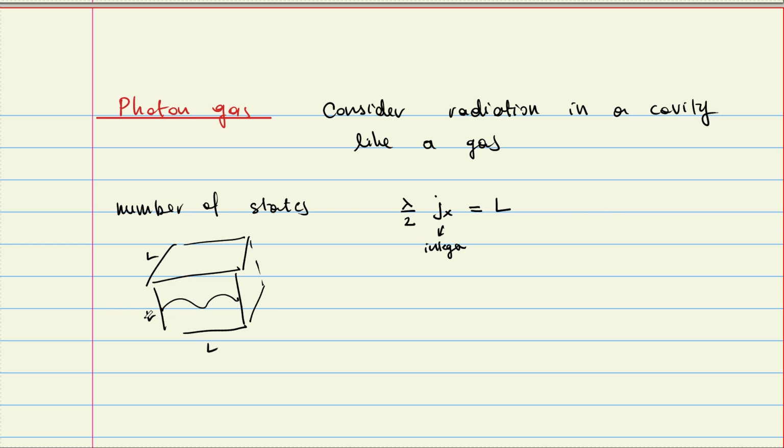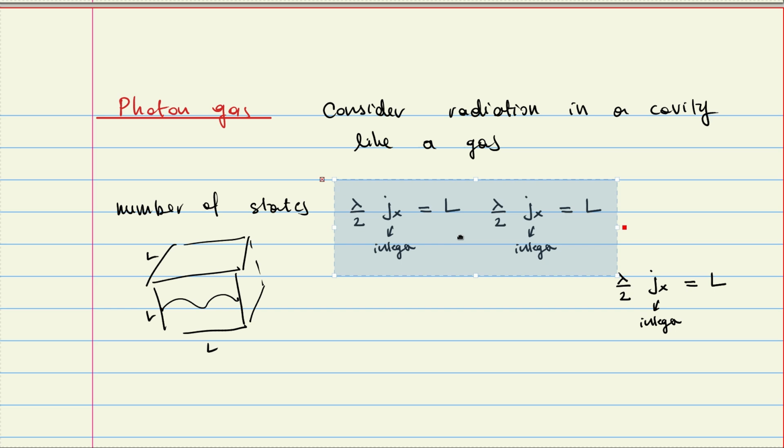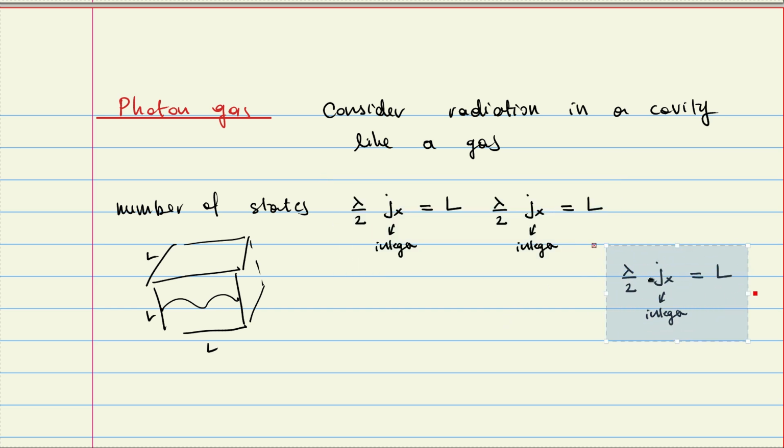So this is the way we fit a wave in the x direction, but we can also repeat the same thing for the y and z directions. Right, for each direction I have to have a different integer. So this one let me call jy, this one let me call jz. Here, these are all positive integers.